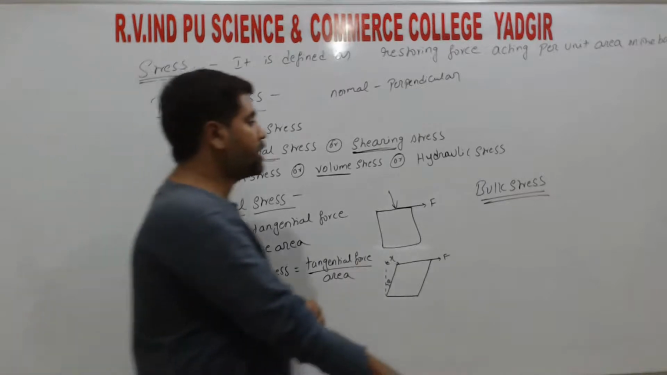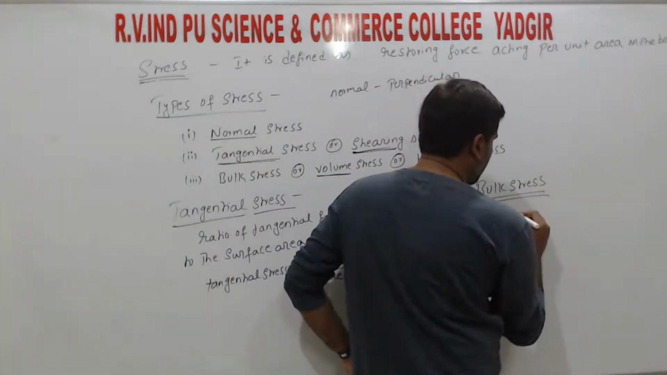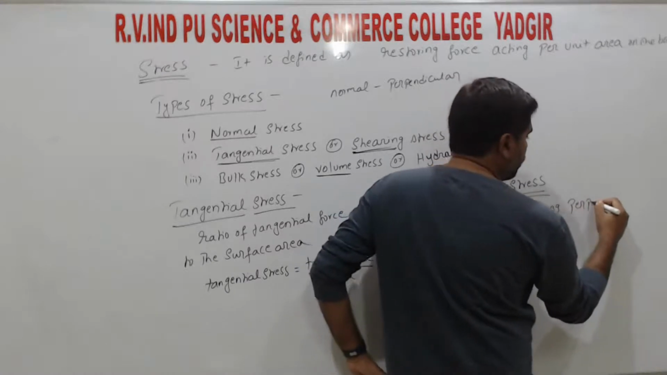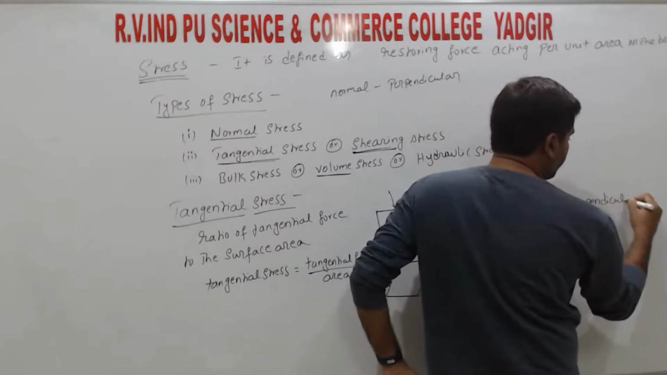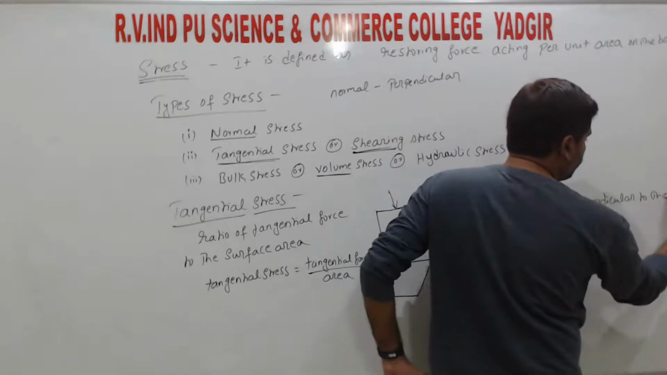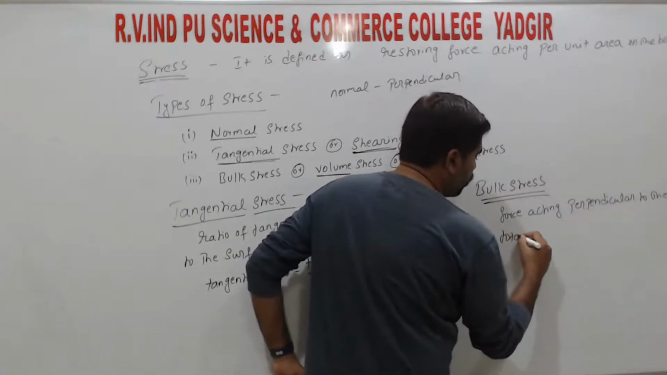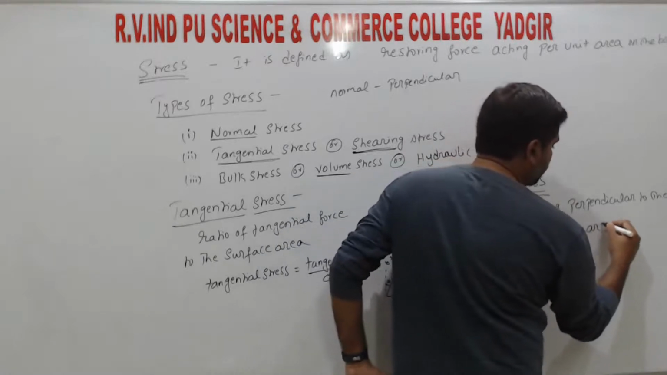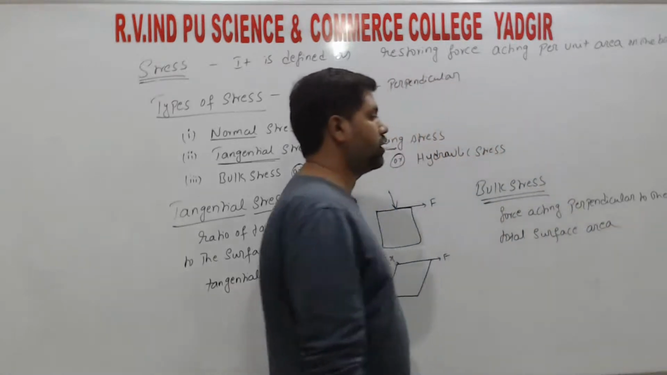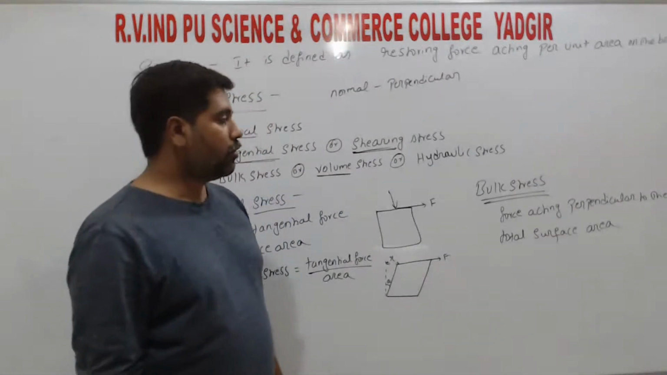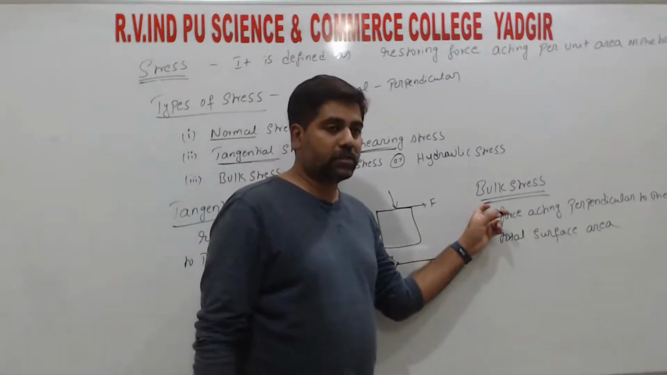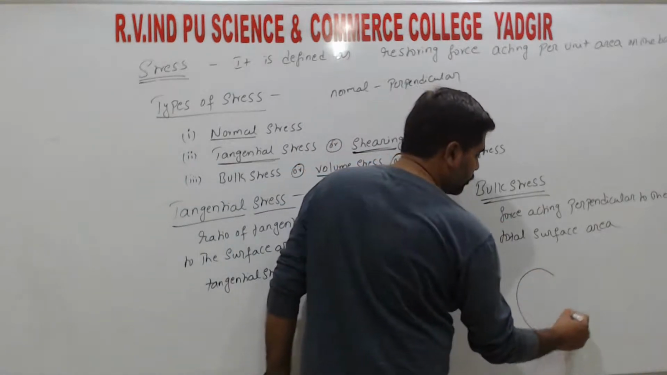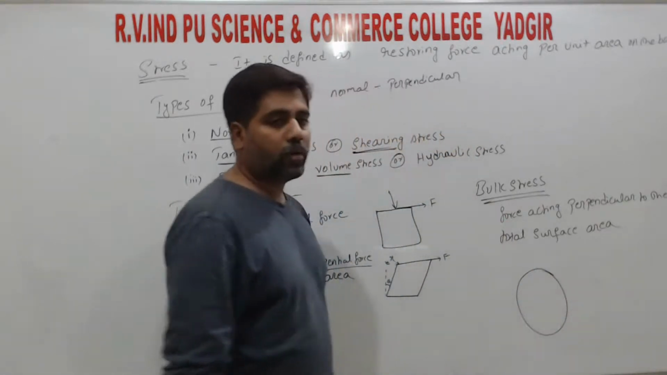That is force acting perpendicular to the total surface area, right? So that we call the bulk stress. So that is the volume stress, right? So if you consider one sphere, right? So now one sphere is that.